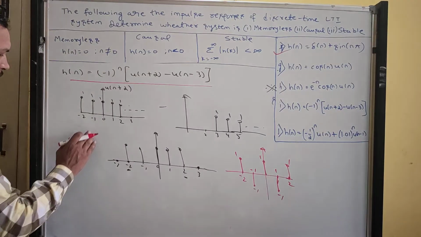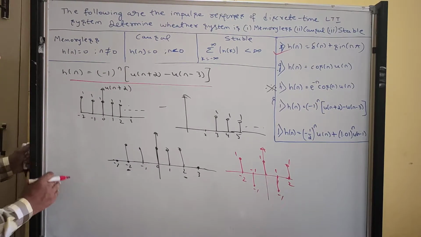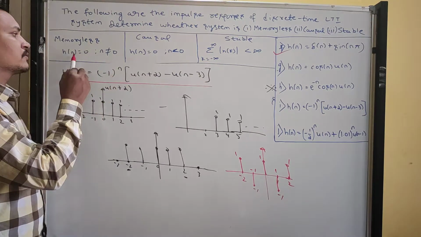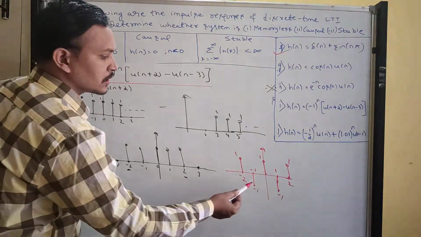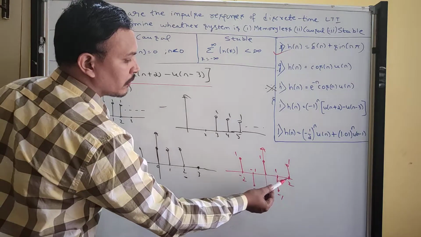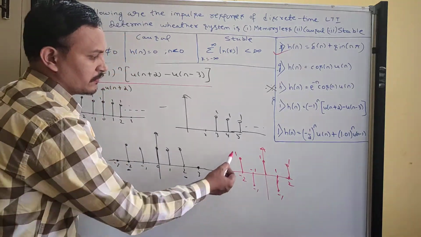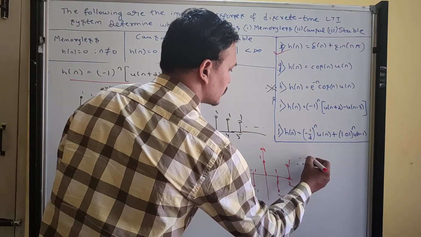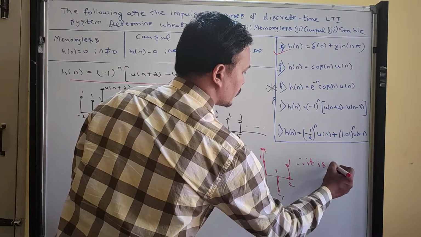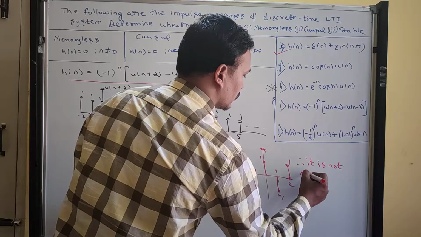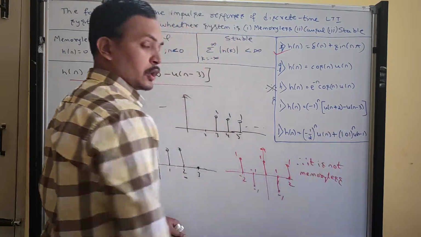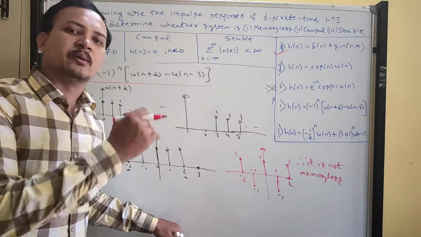Now check for memoryless. What is memoryless? If n is not equal to 0, h[n] should be 0. Not equal to 0 means 1, 2, -1, -2, where h[n] is not 0. Therefore, it is not memoryless; it has memory.